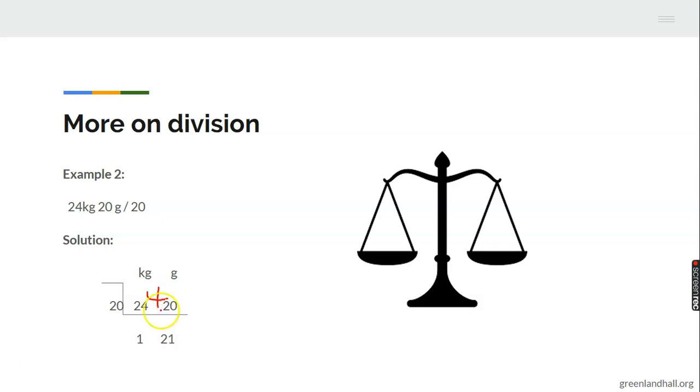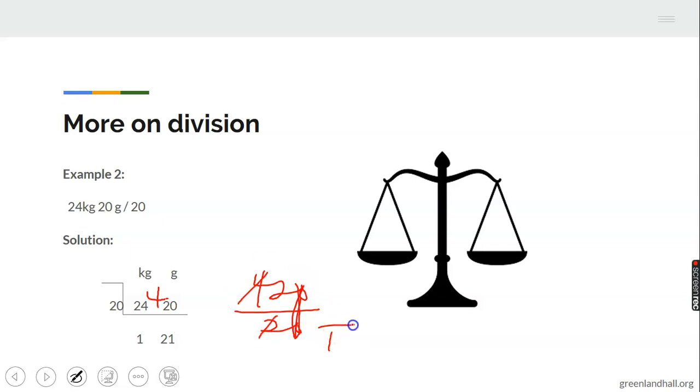So the 4 plus this 20 gives us 420. So we have 420 divided by 20. 0 take away 0. So we have 2 here, 1. 2 in 4, that's 2. And 2 in 2, that's 1. So what do we have? We have 21. So that's how we have 1 kilogram, 21 gram here.